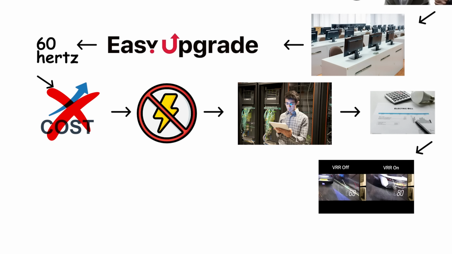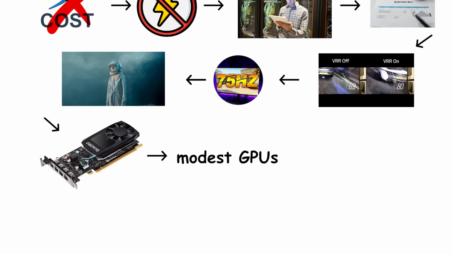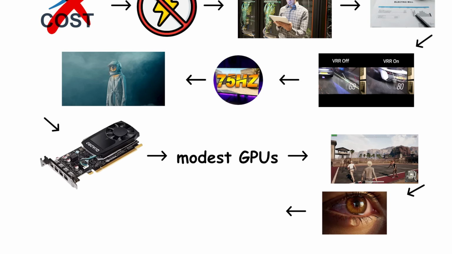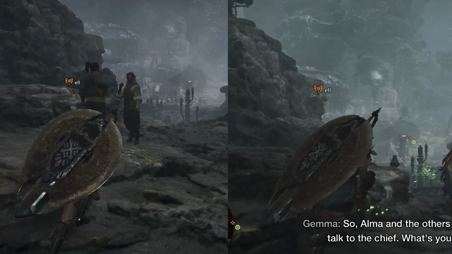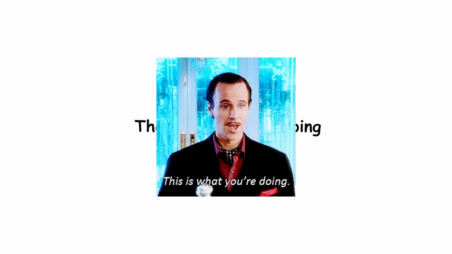Variable refresh rate support sometimes shows up at 75 Hz on entry monitors, and when it does, it helps smooth out frame rate dips from integrated graphics or modest GPUs by matching the screen's refresh to the game's frame output. The result is fewer tears and fewer little stutters when your frame rate wobbles around the cap. If you see FreeSync or G-Sync compatibility on a 75 Hz model, that is what it is doing.